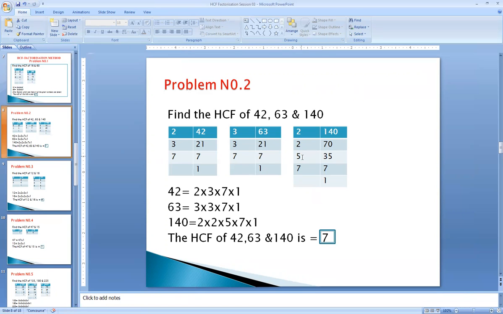Then it will not be divided by 2. Then we will go by 5. 5 sevens are 35. Then 7 ones are 7. Now we are going to write all the factors for those concerned numbers. Now we'll have to check what are the common numbers here.